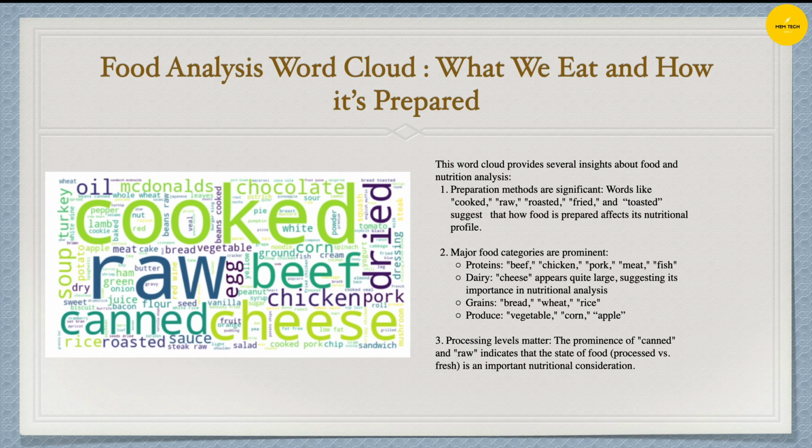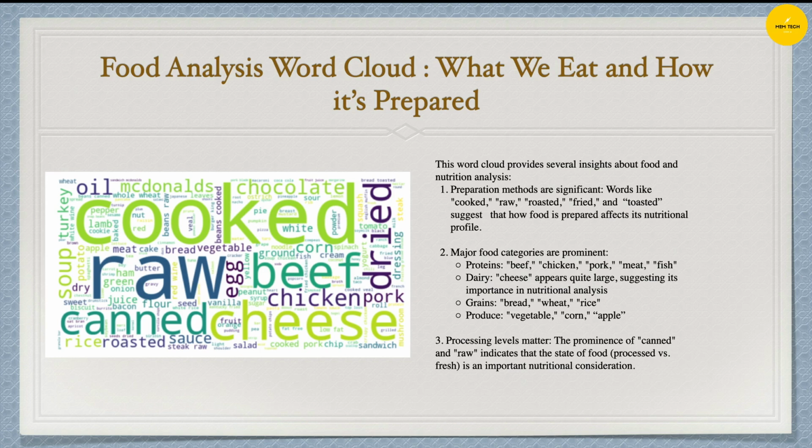Now we will talk about the word cloud. This word cloud provides insights into what we eat and how it's prepared. Preparation methods like cooked or fried, major categories like beef and cheese, and processing levels like canned or raw all influence nutritional professionals.